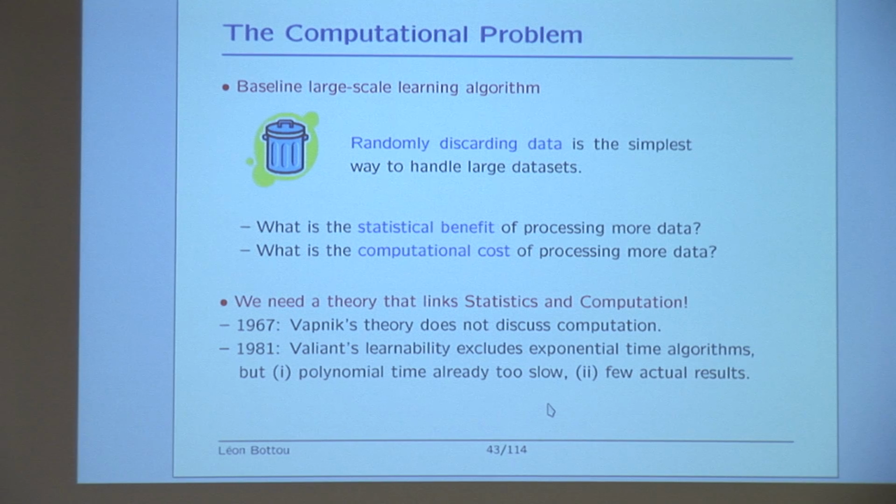In the 80s, there is Valiant, and Valiant defines learnability, and because that was also the time of the development of complexity theory, he excludes exponential time algorithms from the definition, which is, I would say, probably the main difference with the Vapnik setup. But it turns out that the polynomial time, that's already quite slow. If you have to wait like number of examples to the power 12, I'm not going to wait. And there are a few results that actually use that part of the PAC theory.